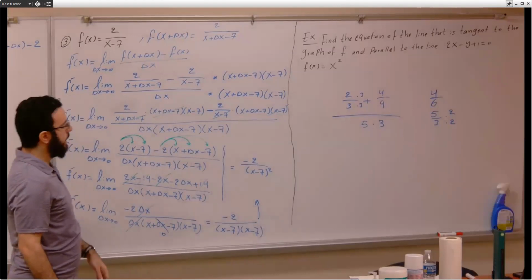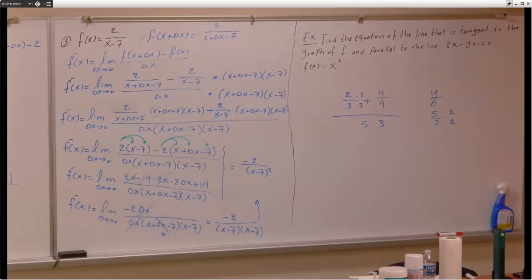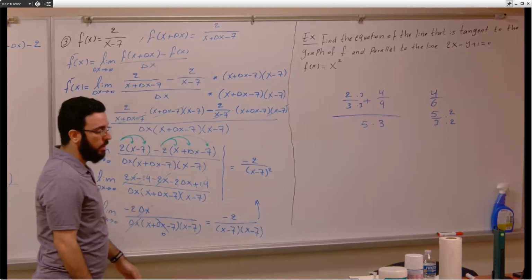And again, in section 3.4 or 3.5, we're going to learn the quotient rule, which is how to find the derivative without using all these processes. It's called the quotient rule.